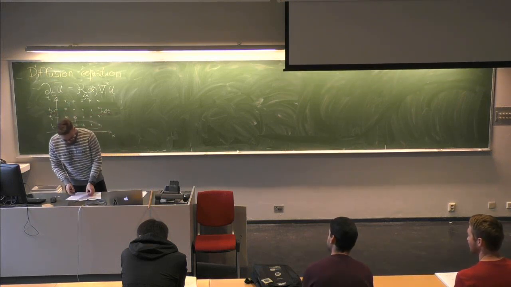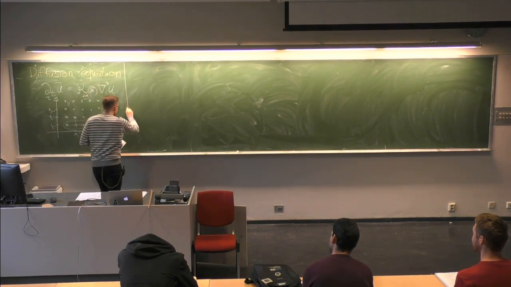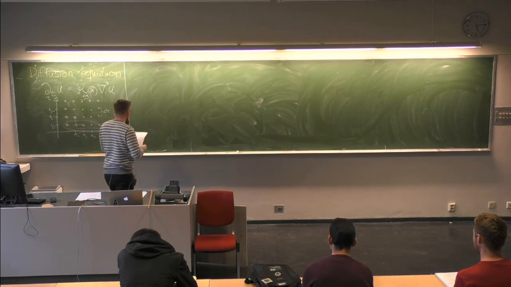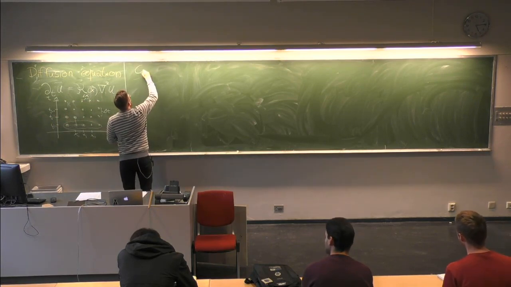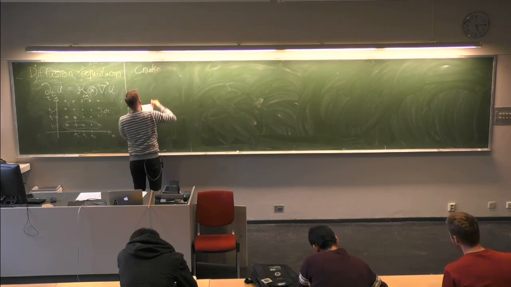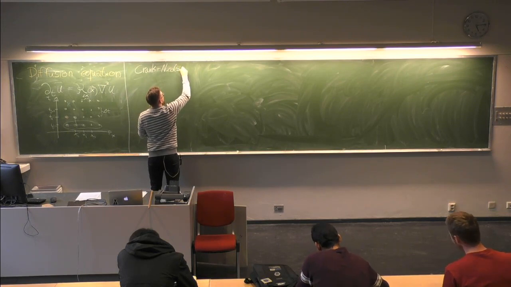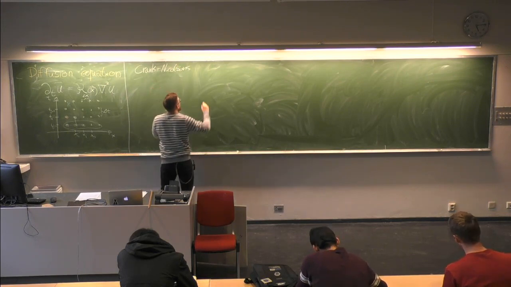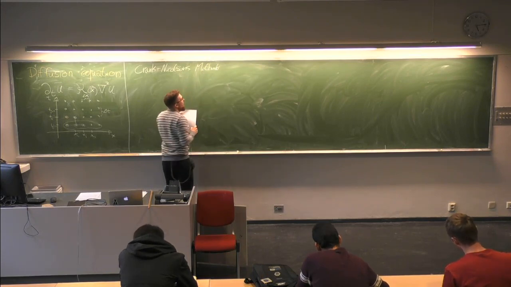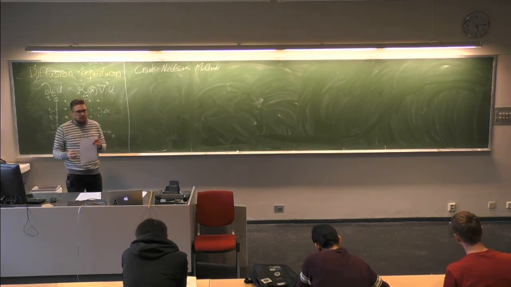But enough. I'll show you a better way of solving the diffusion equation, called the Crank-Nicolson method. The idea is fairly simple. You basically average two different time steps.